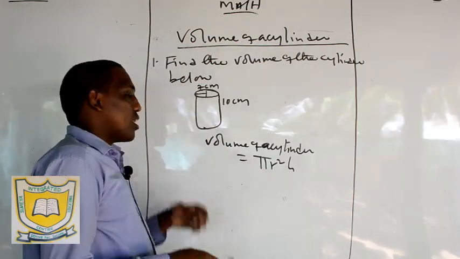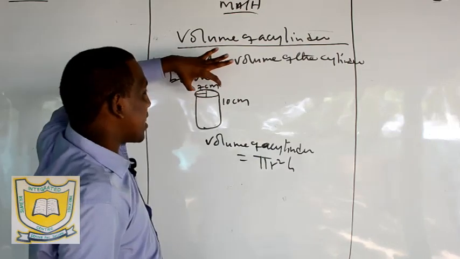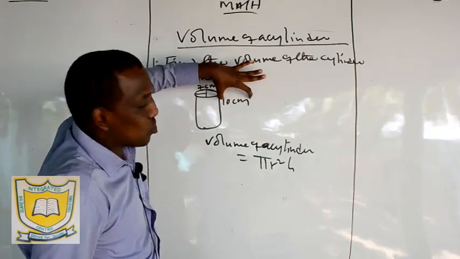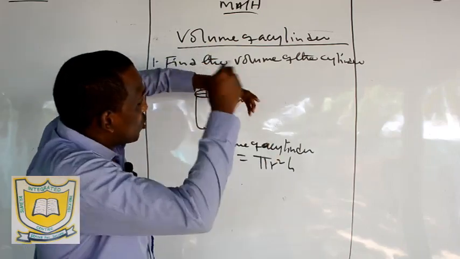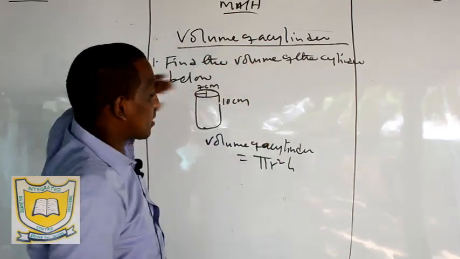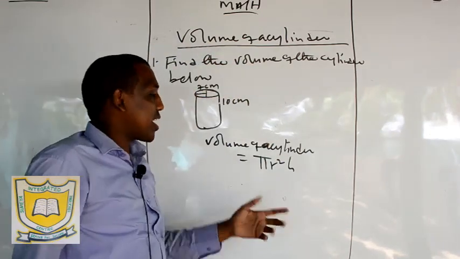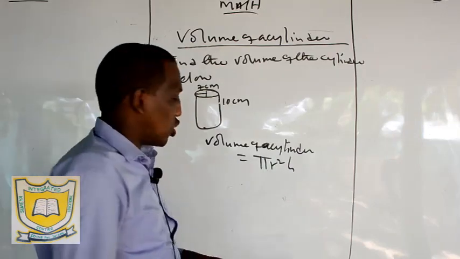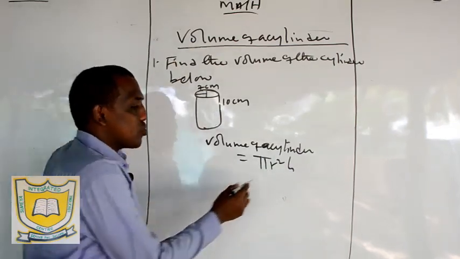Or someone can tell you the formula is cross-sectional area times height. Cross-sectional area means the area of the top times the height. That's what we say, cross-sectional area times height, or πr²h. So let us find it now using the formula.